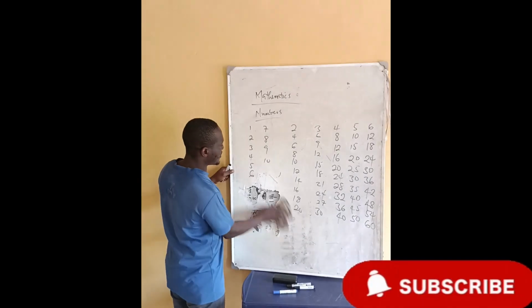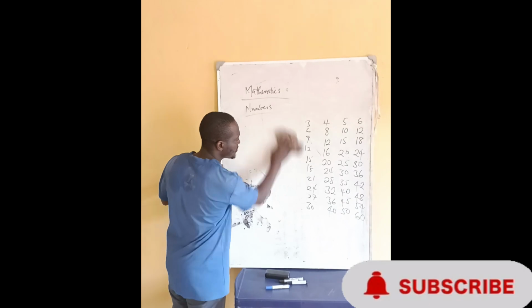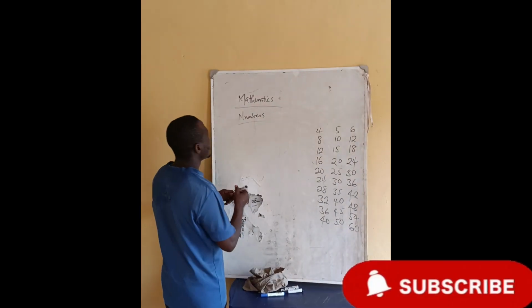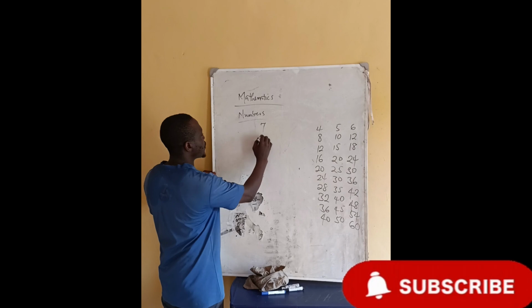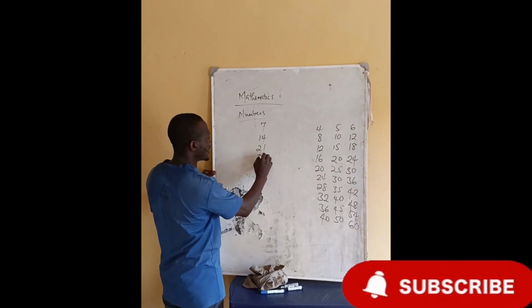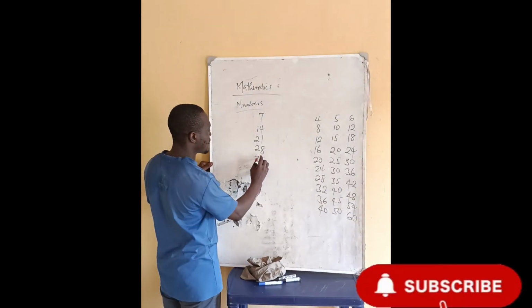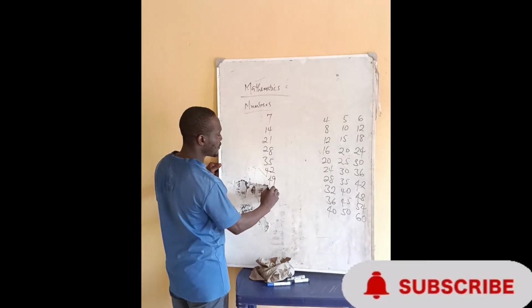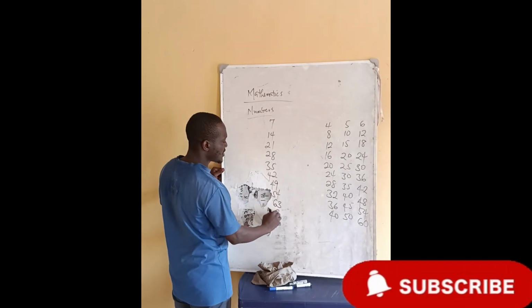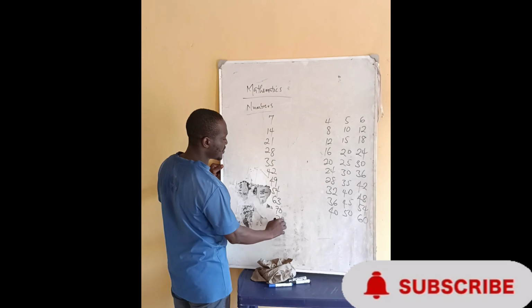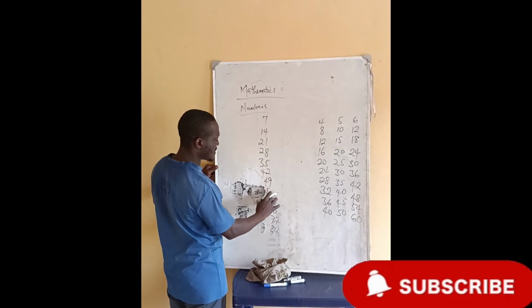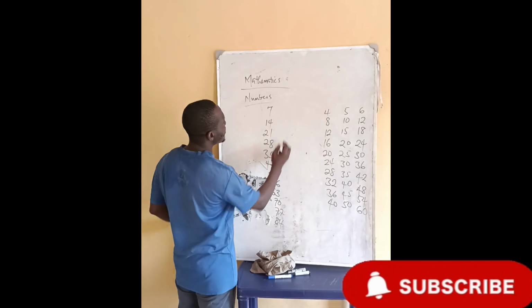Then let's talk about 7. 7 is 7, 14, 21, 28, 35, 42, 49, 56, 63, 70, 77, 84. Okay, now let's talk about 8.